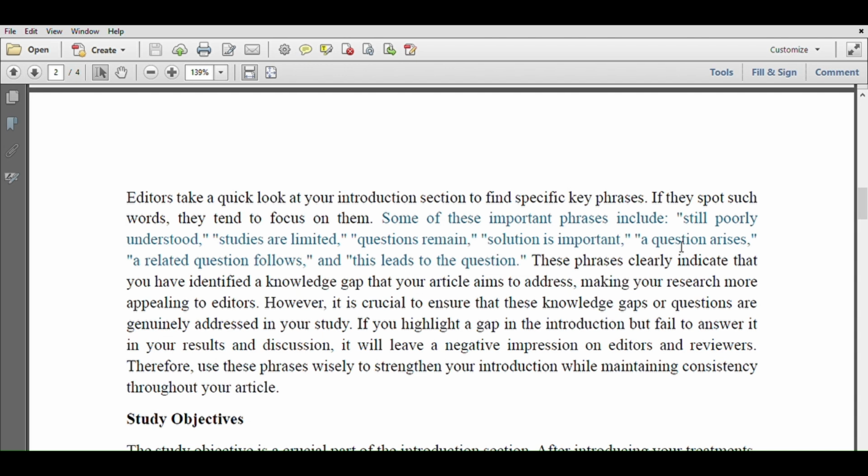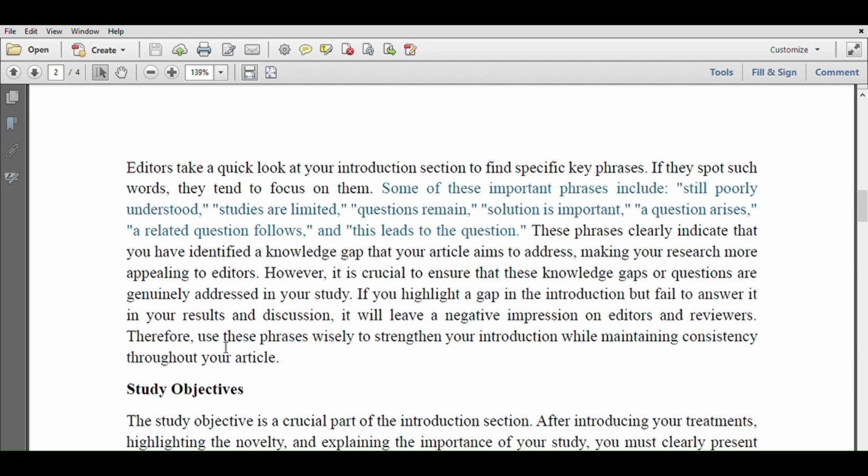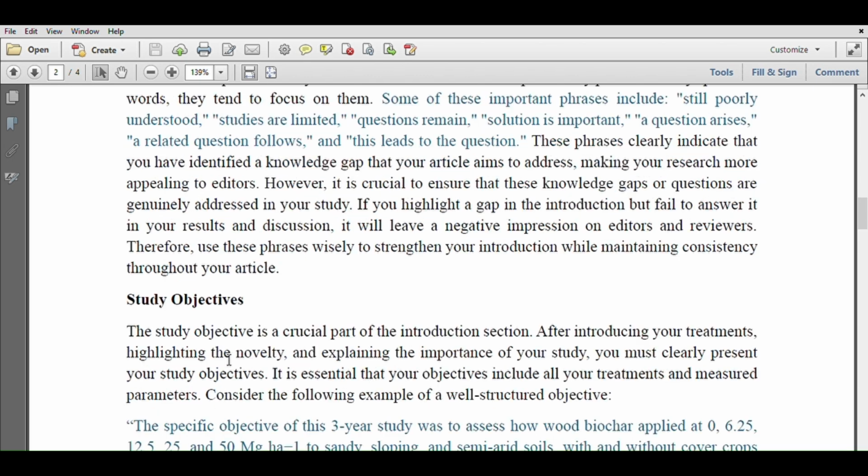These phrases clearly indicate that you have identified a knowledge gap that your article aims to address, making your research more appealing to editors. However, it is crucial to ensure that these knowledge gaps or questions are genuinely addressed in your study. If you highlight a gap in the introduction but fail to answer it in your results and discussion, it will leave a negative impression on editors and reviewers. Therefore, use these phrases wisely to strengthen your introduction while maintaining consistency throughout your article.